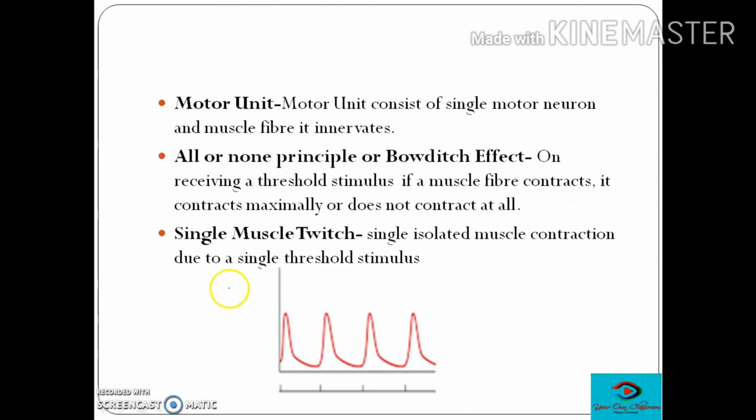So let's go to the next slide, and here we will look at some of the terms. As I said, a motor unit consists of a single motor neuron and the muscle fibers innervated by it. Then we will study the all or none principle, also called the Bowditch effect because it was first discovered by Bowditch. On receiving a threshold stimulus, if a muscle fiber contracts, it contracts maximally or it does not contract at all.